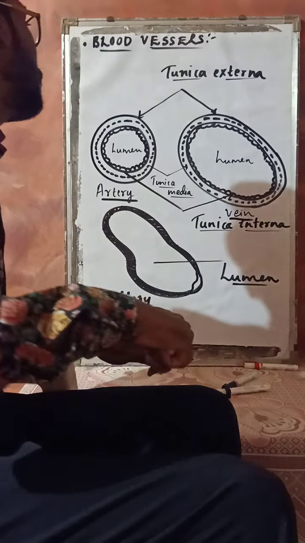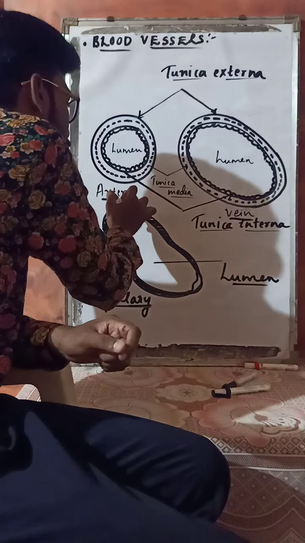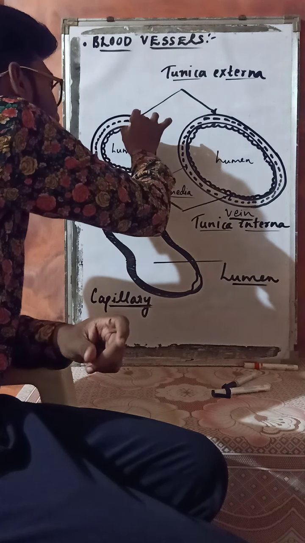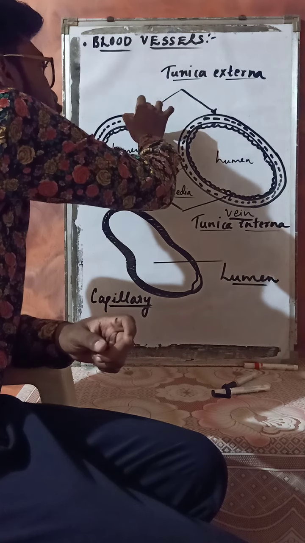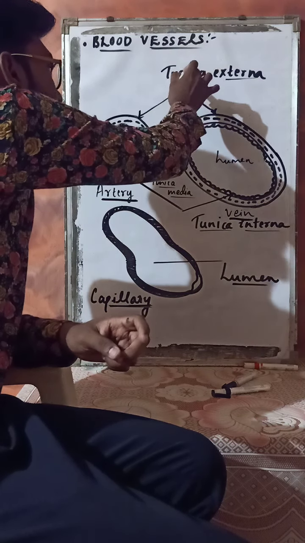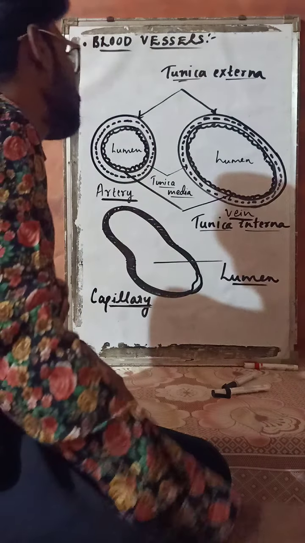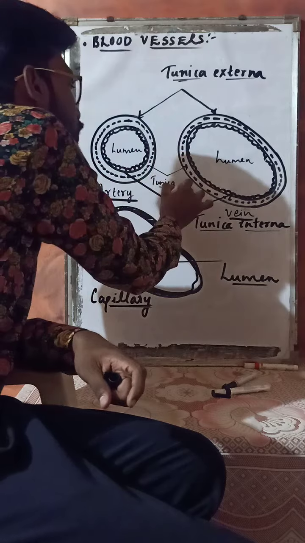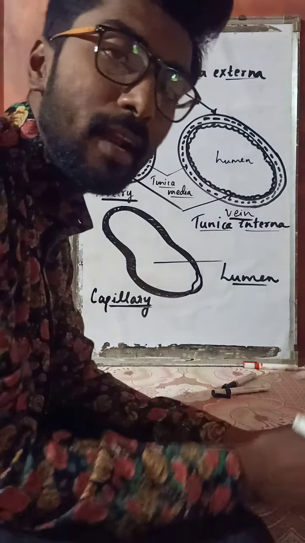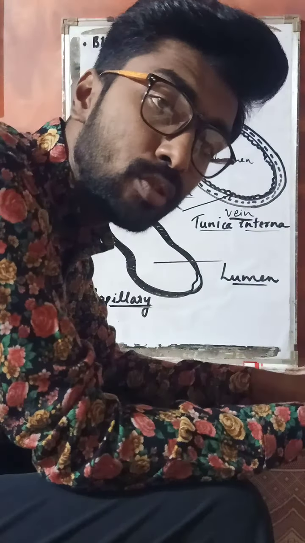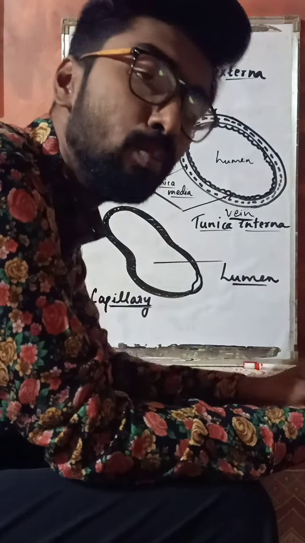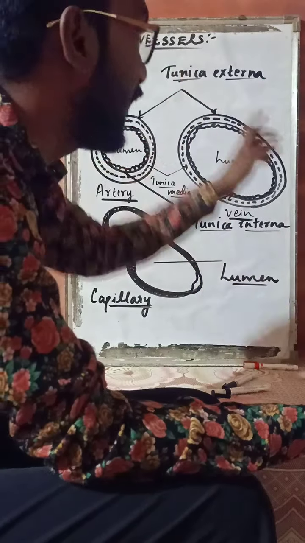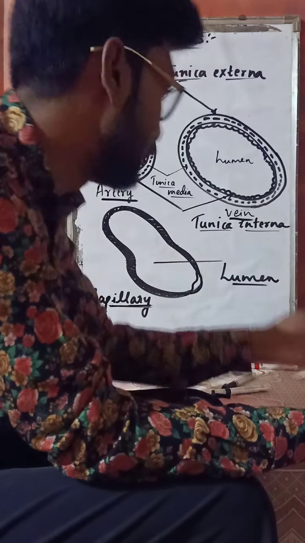Now when you talk about diagrammatic representation, this is your artery, TS of artery. This is tunica externa, tunica media and tunica interna. The outermost thick tough layer is generally called tunica externa, right? Middle layer is called tunica media, which is generally made up of smooth muscles and also some fibers, elastin fiber. This tunica externa is generally made up of collagen fibers.